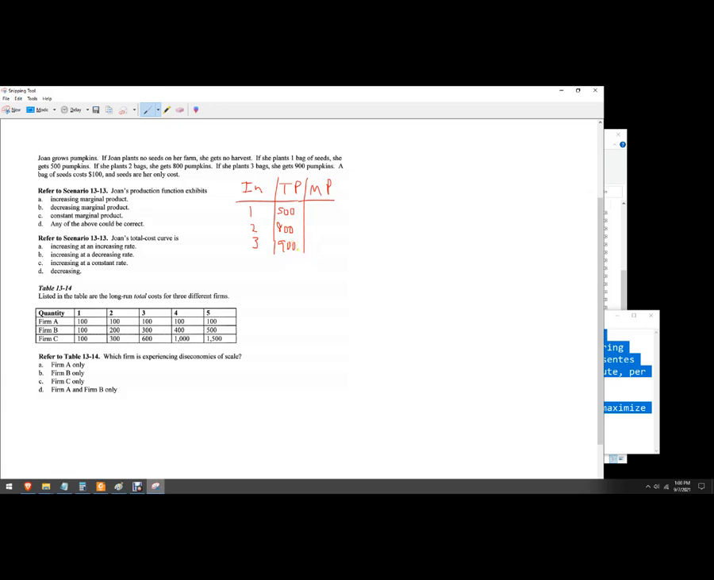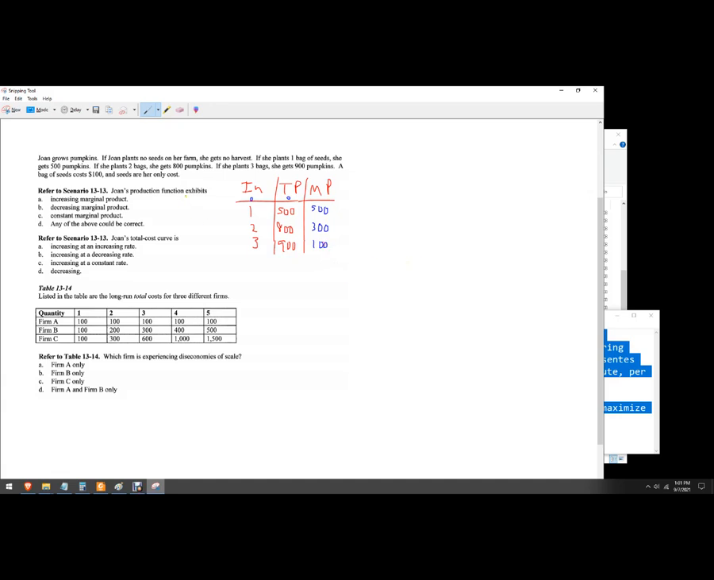That's the total product. Marginal product is, as we add another input, the additional output that she gets, right? So total product is output. I guess we had 0 and 0, right? That exists. So the marginal product of the first bag is 500. The marginal product of the second bag is 300. The marginal product of the third bag is only 100.